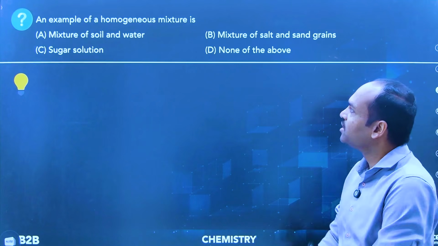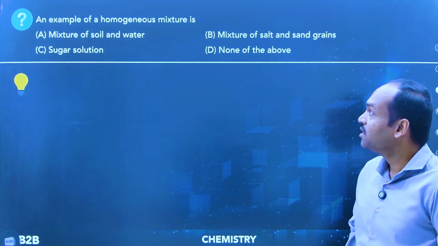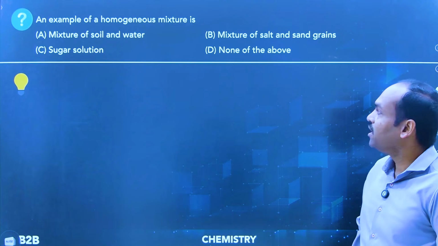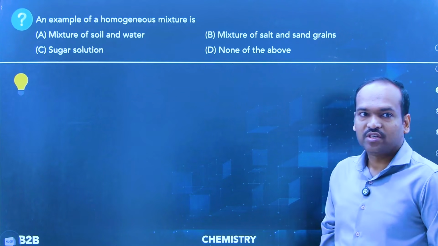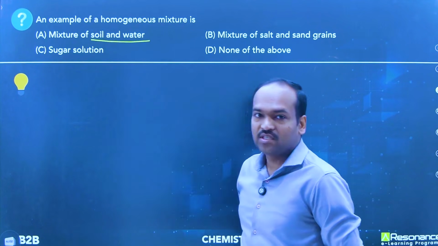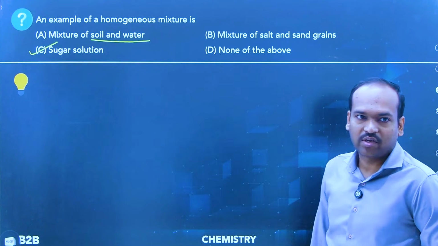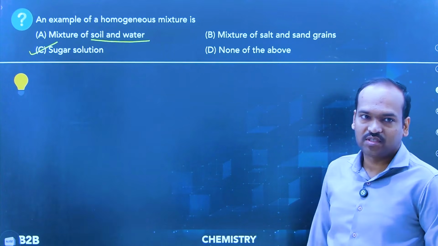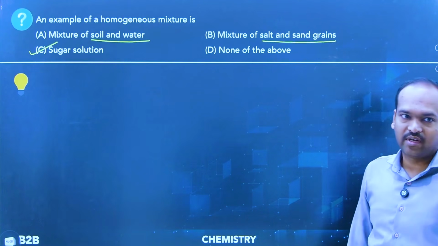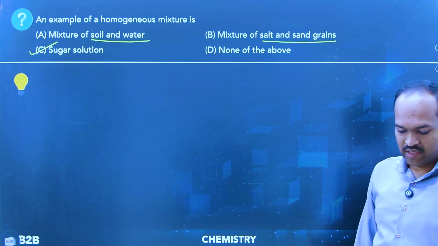Example of a homogeneous mixture is? We discussed yesterday homogeneous and heterogeneous mixtures. A mixture of soil and water, a mixture of salt and sand grains, sugar solution, and none of the above. Okay? Homogeneous mixture. Look, a mixture of soil and water is not homogeneous, but in a sugar solution the composition is the same throughout the solution. So we can say the sugar solution is a homogeneous mixture. Salt and sand grains will not mix at all, so this is also not a homogeneous mixture. Okay, next.